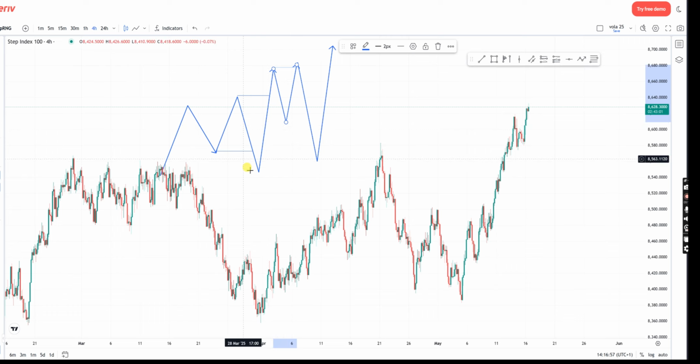Now, this same thing that happens here, when the market pushes impulsively to the upside to break this high, is the same thing that was happening here also.